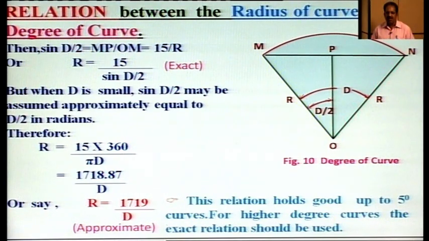1718.87 over d, or we can say r is equal to 1719 / d, and this is the relation between the radius of curve and degree of curve, and this relation holds good up to 5-degree curves. For higher degrees of curves, the exact relation, that is r is equal to 15 / sin(d/2), can be used.